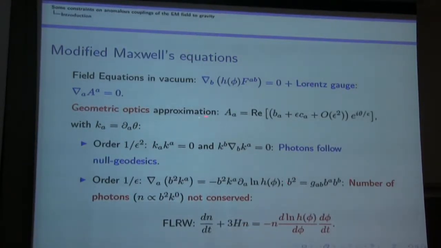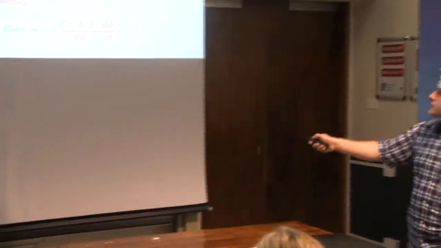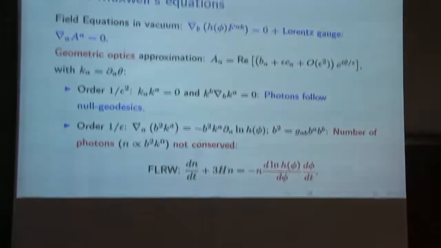And then separating orders, we find that photons actually follow null geodesics, so that will be important in the next slide. But the photon number, which is usually given by the amplitude squared times the zero component of the wave vector k, is not conserved. There's a source term here coming from the possible variations of the conformal coupling. So in FRW, that means the photon number in the geometric optics approximation takes this extremely simple form here and depends on the time derivative of your coupling.